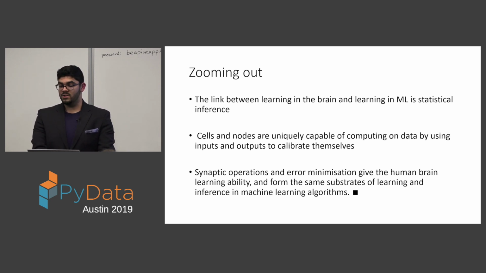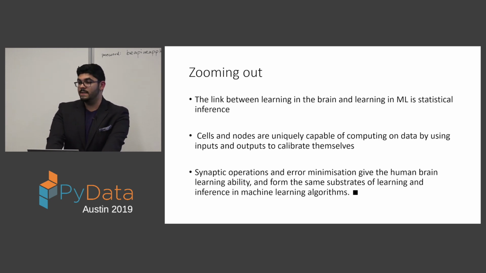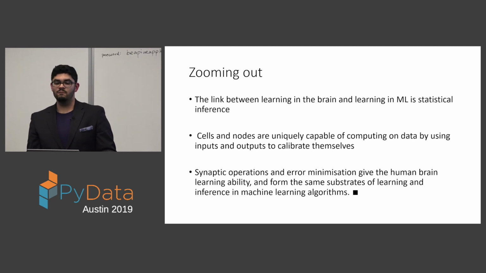And what makes the brain so good at this is combining error minimization and synaptic flexibility. And that represents information and then computes on it in the best way possible. And this is a very powerful tool, and that's how the brain is such a good processor and how it can register and learn about such complex data points.